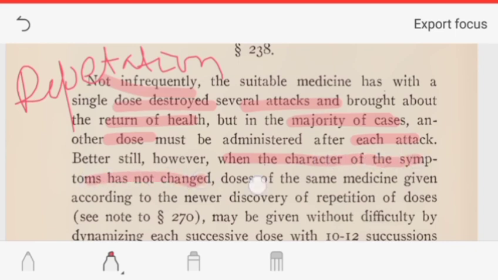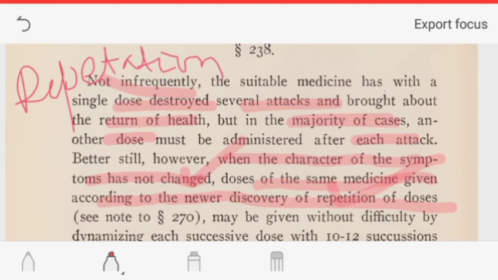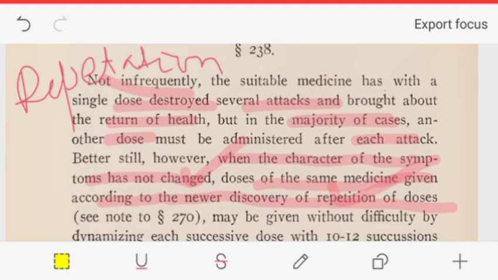Better is that when the character of the symptom is not changed, a dose of the same medicine is given according to the new discovery of repetition of dose. So it is written that when you take the repetition schedule, if the symptom is not changed, then you can go for the repetition. Here Dr. Hahnemann says that the medicine is given provided the symptom is still the same. If the symptom is the same, then you go for the repetition.